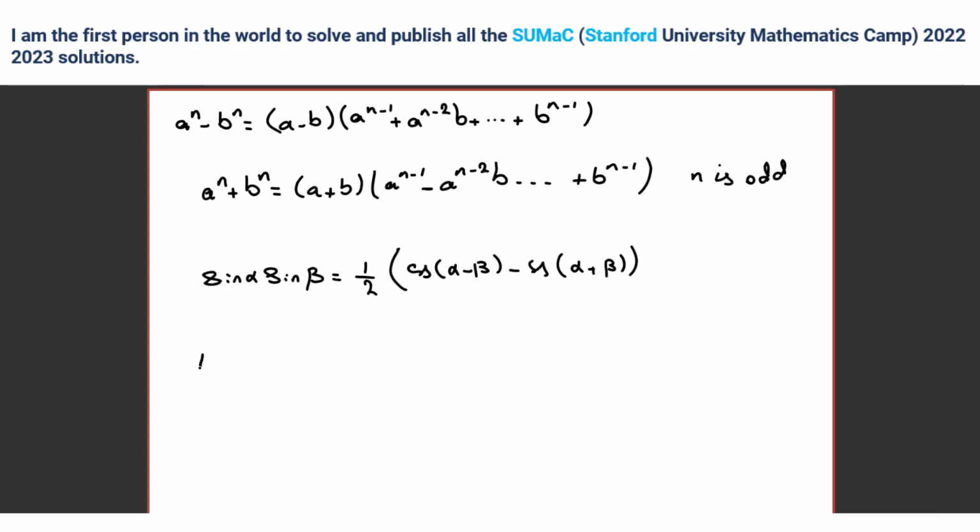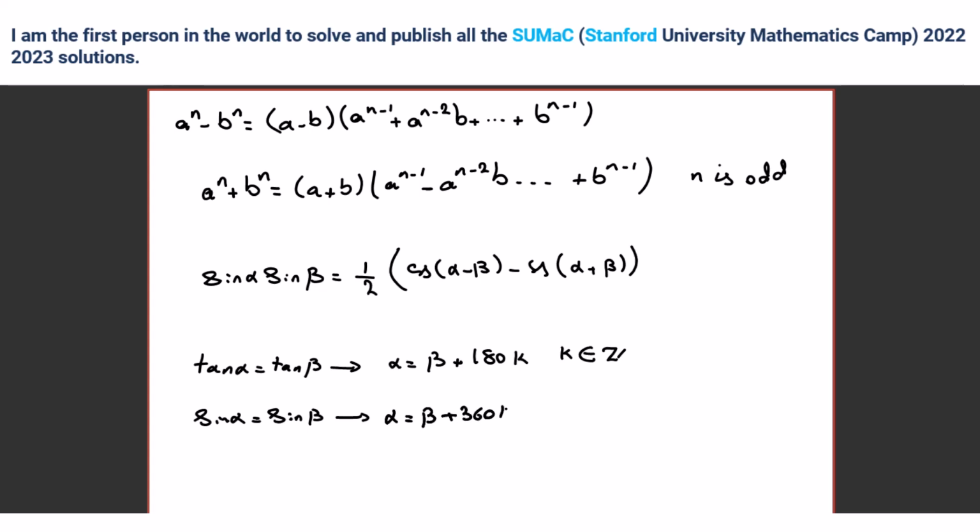Yeah. Agree. If tan alpha is equal to tan beta, then we can conclude what? Alpha equals beta plus 180k, where k is what? Integer. What about sine alpha equal to sine beta? Alpha equals beta plus 360k, or alpha equals 180 minus beta plus 360k. Exactly. Good job.